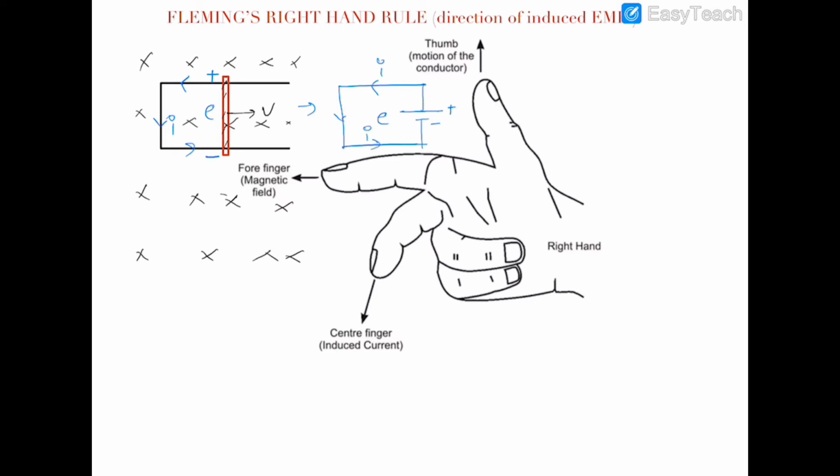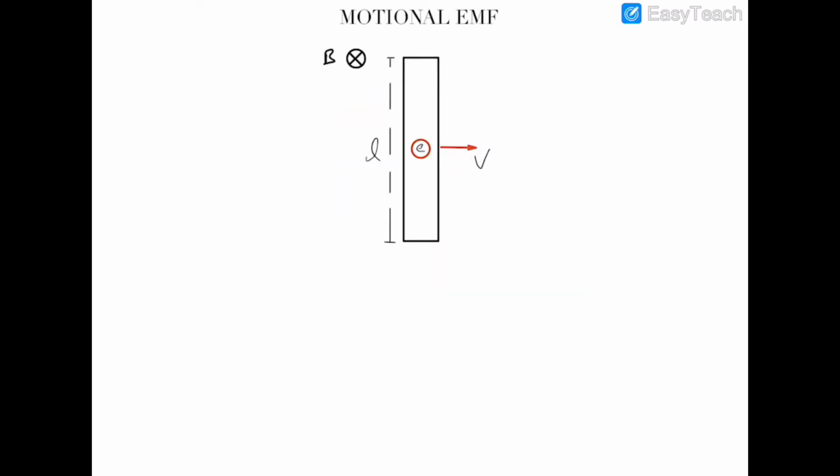So this is how you can use the Fleming's right hand rule to find out the polarity of this induced EMF or the direction of this induced current. Now I will demonstrate method 2 to find out the motional EMF, and this method will also explain a very important factor: what is the parent source of the induced EMF in the case of a conductor which is moving in a magnetic field.